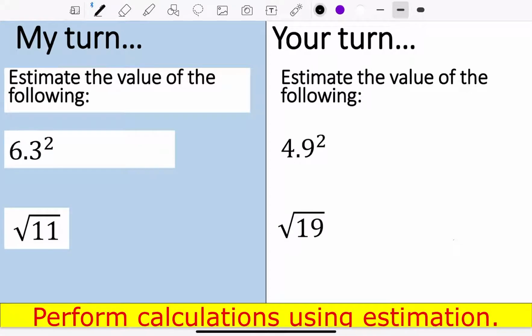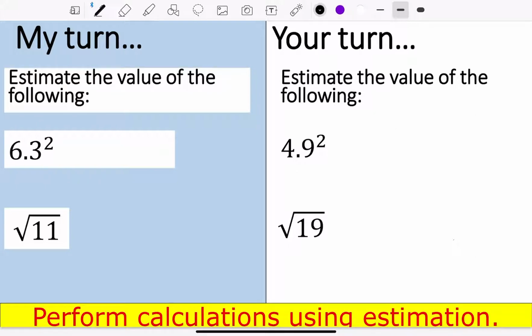My turn. For each of these questions, we're looking to estimate the value. To do this for something we're squaring, we're going to use the same method as before, where we're first going to round it to one significant figure. For roots, I'm going to show you a slightly different method. You will need to know your square numbers for this.